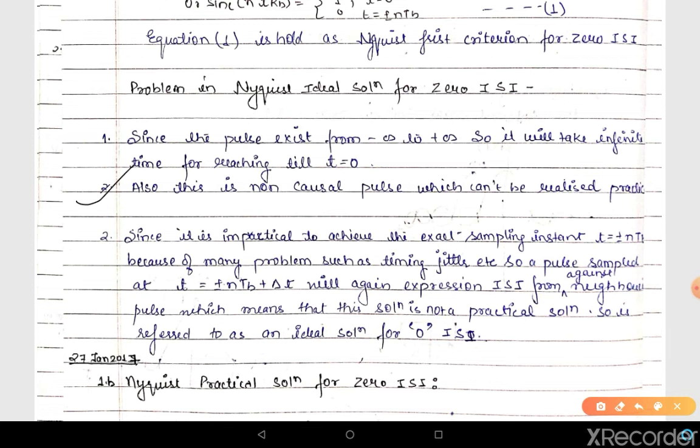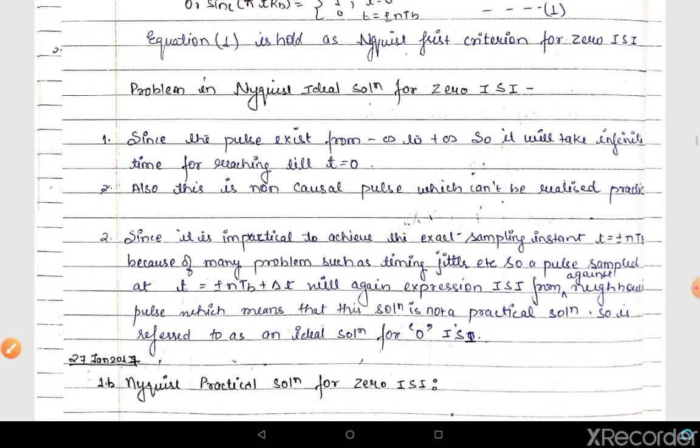The second problem is that it is a non-causal pulse. As can be seen, this is the time domain. Since it has its existence in the negative time axis, it is a non-causal pulse which doesn't have practical implementation.